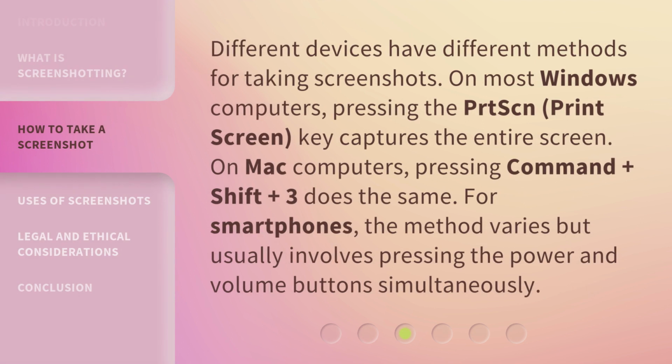Different devices have different methods for taking screenshots. On most Windows computers, pressing the PRTSCN print screen key captures the entire screen. On Mac computers, pressing Command plus Shift plus 3 does the same. For smartphones, the method varies but usually involves pressing the power and volume buttons simultaneously.